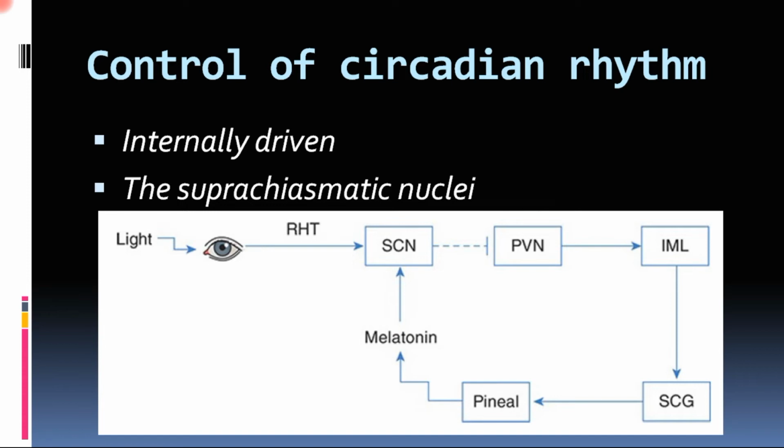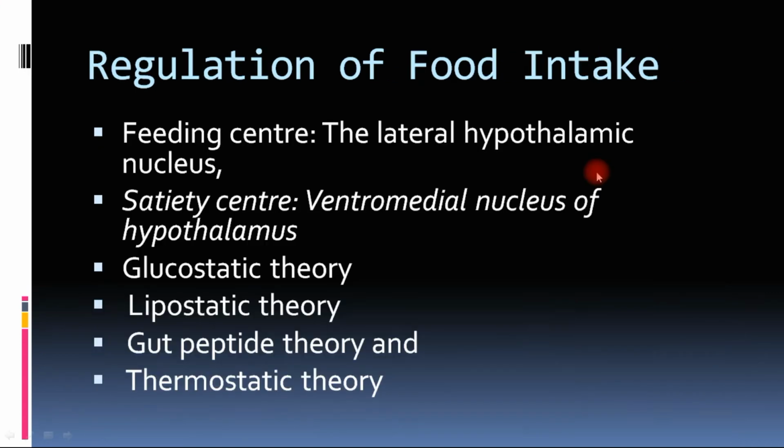Ultimately, the pineal gland and the melatonin help to maintain the circadian rhythm. But still, even if these external cues are not there, the circadian rhythm can be maintained in an individual with a variation of 1 to 2 hours.